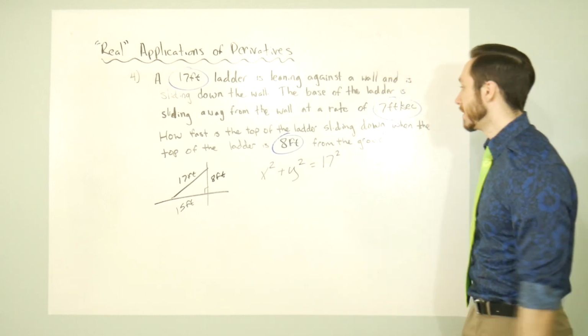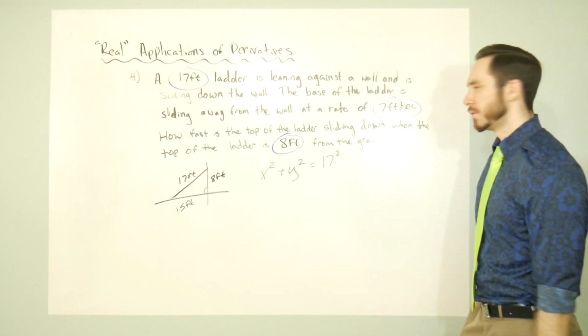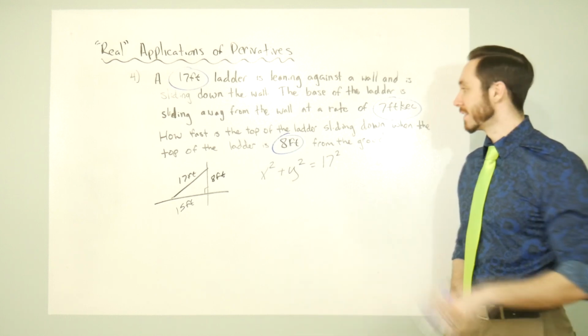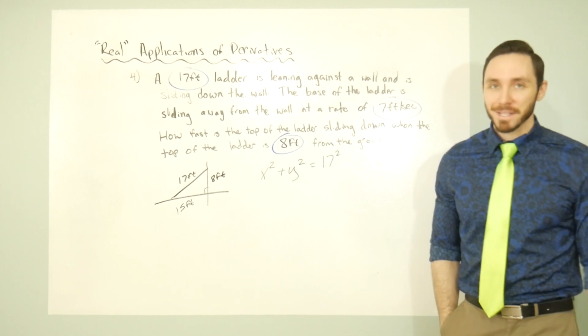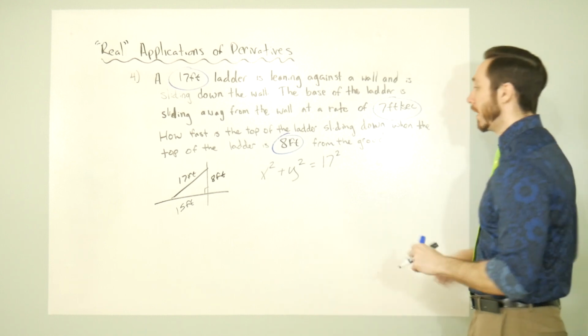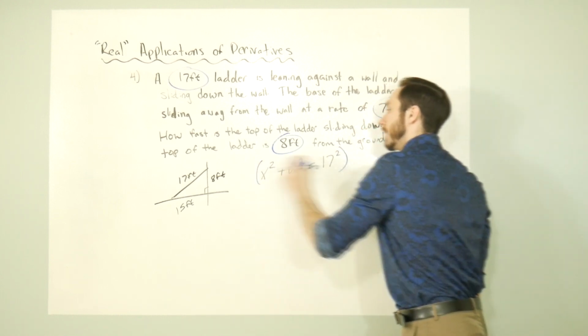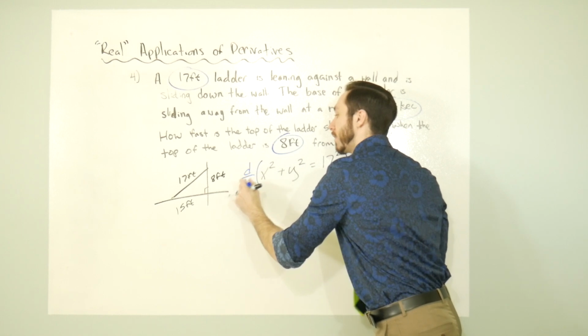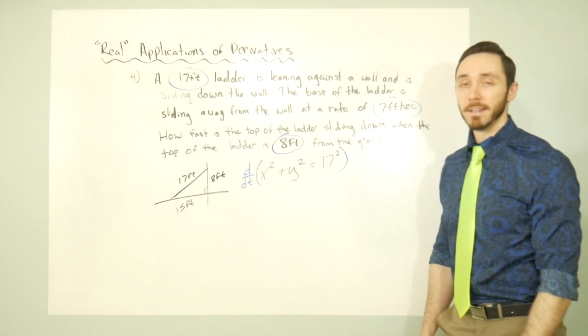I don't know what 17 squared is, but 256? I'm not sure. Doesn't matter because of what we're about to do shortly. What we want to do is take the derivative of this thing with respect to time. 289. One of those two.